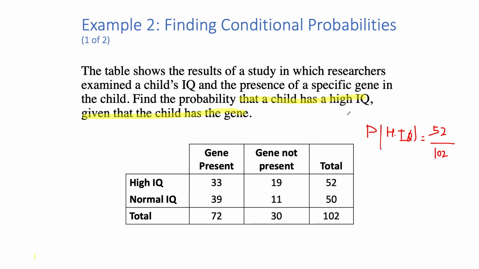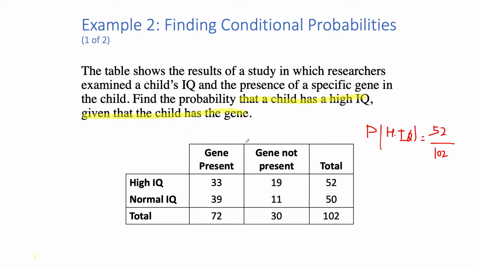There's no preset conditions. All I'm asking is what is the probability that a child picked at random from the sample has high IQ? So you say, okay, there's 102 children. That's the total possible number of children I could pick from. 52 of them satisfy the conditions of my event that they have high IQ. So the ratio of those two, the relative frequency, tells me the probability of the child having high IQ. But that's not what we are asking here, right? We are asking the question, find the probability that the child has high IQ given we are conditioning it on the fact that the child has the gene present.